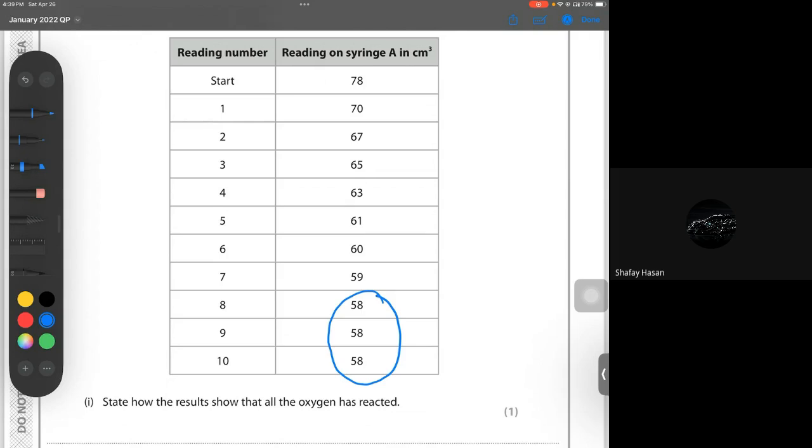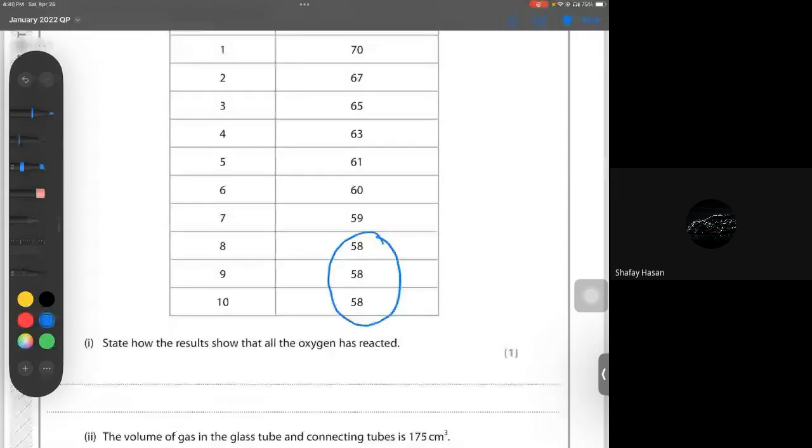You know what it means? All the oxygen is used up. All the oxygen has reacted. So you know what I would be writing? Results are the same, like in experiments 8, 9, and 10.